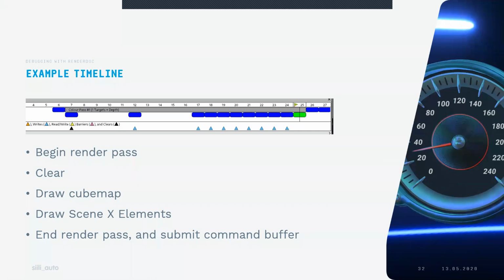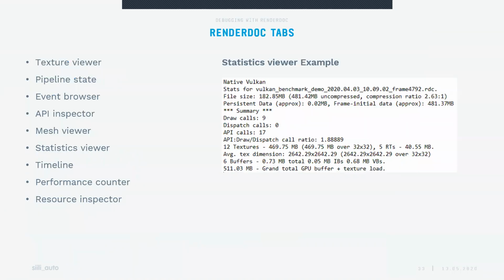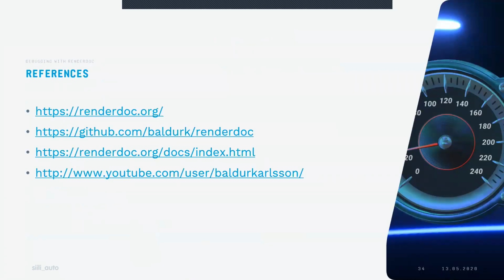And here is a short example. You create a render pass, you call a clear operation, draw a cube map, draw some elements, end the render pass and submit the command buffer. You are also able to use the RenderDoc tool for any kind of statistics regarding your rendering pipeline. If you want to know more, here are a couple of links.